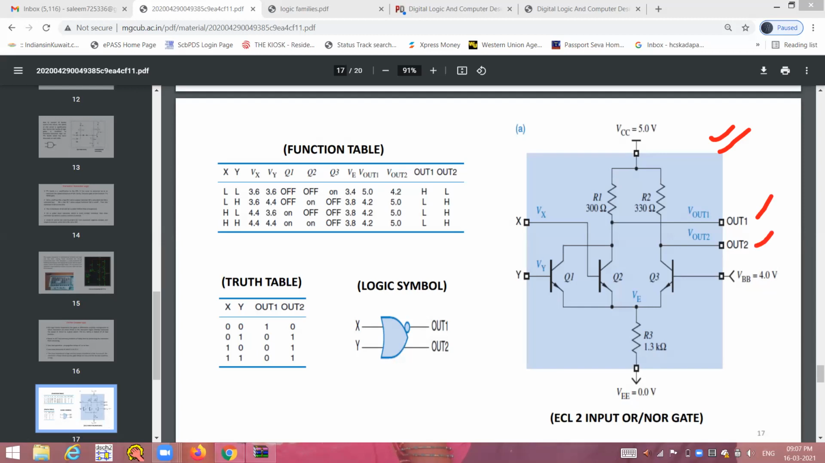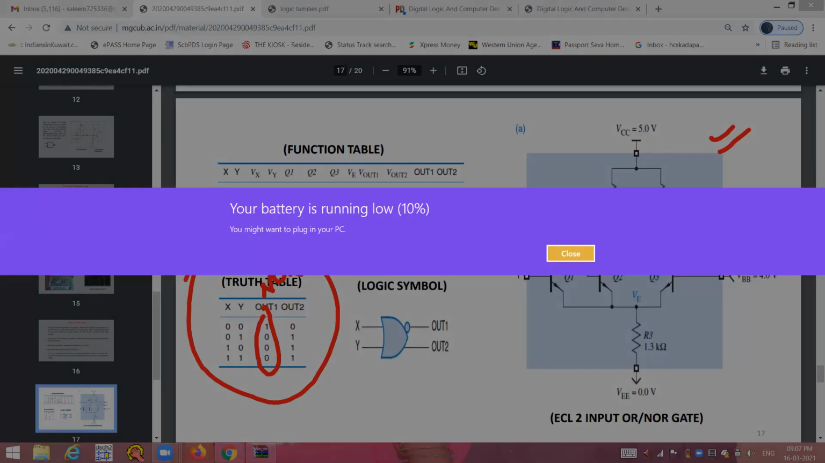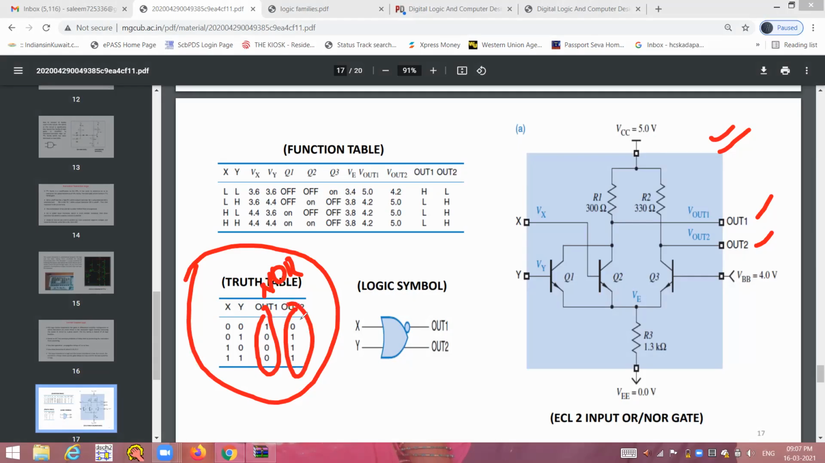Is it clear? If you look at this truth table, you can understand what this output is. This is the NOR output. What is this output? This is the OR output.